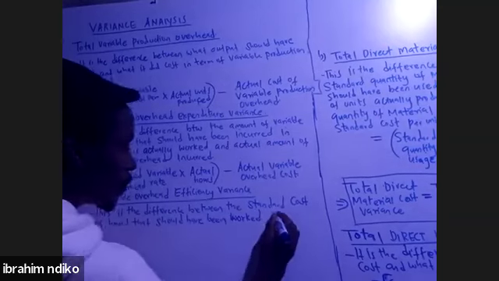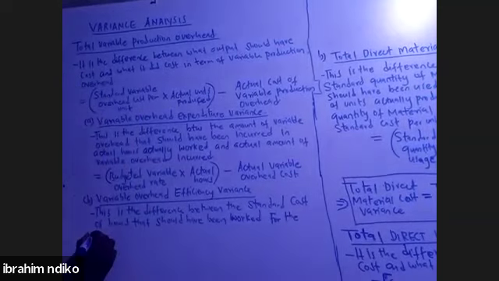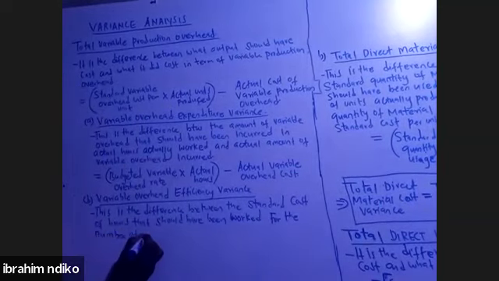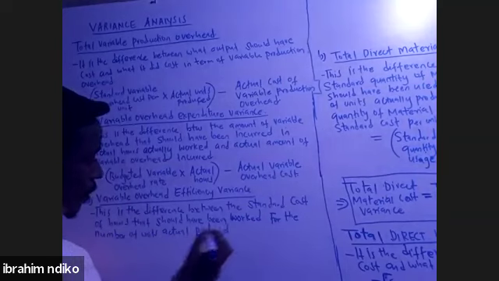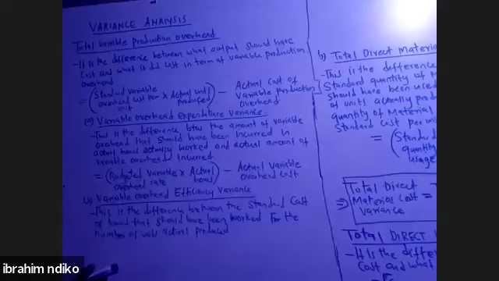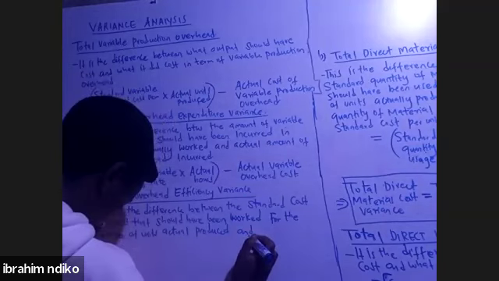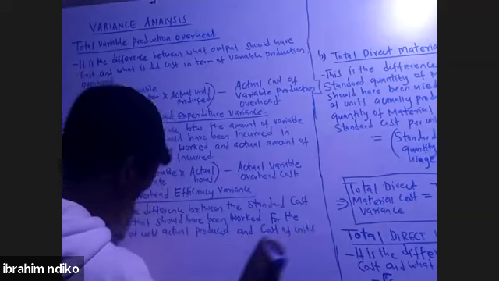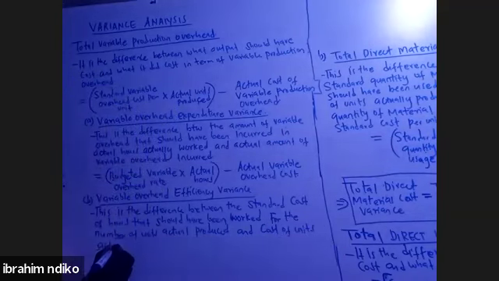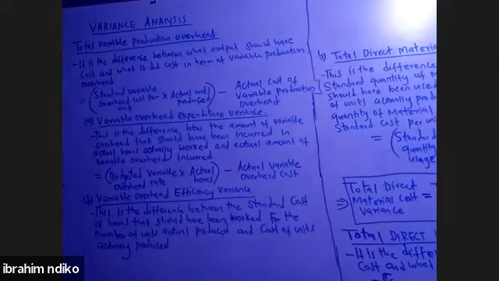So the number of units actually produced, and the cost of the units actually produced. And you can give the formula here.